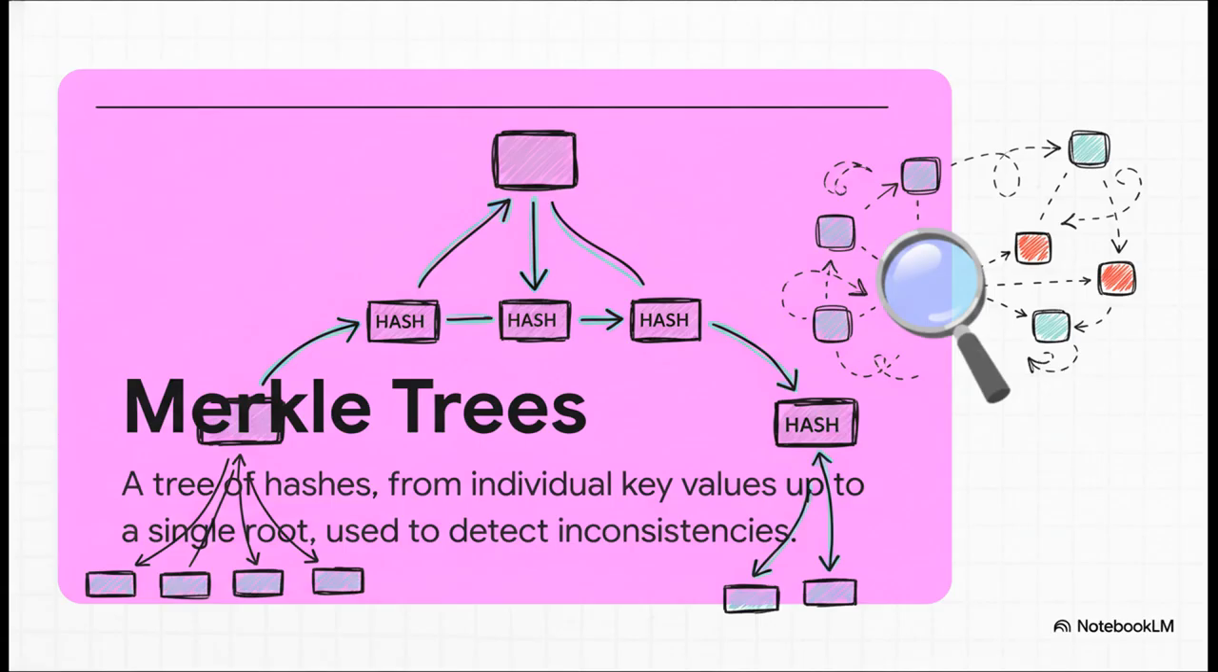Imagine you take every single key value pair in a certain range and you hash them. Those are the leaves of your tree. Then you take pairs of those hashes and you hash them together to create the next level up. You keep doing this, hashing the hashes, all the way up until you have one single root hash. This one hash is now a compact, cryptographic fingerprint that represents the exact state of potentially millions of keys.